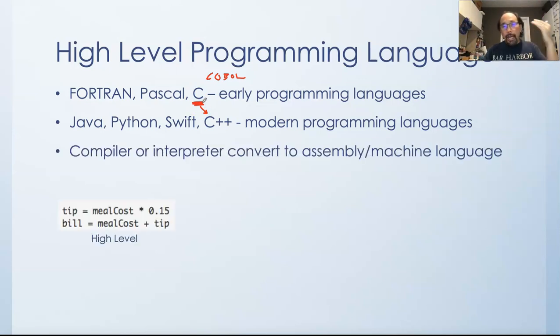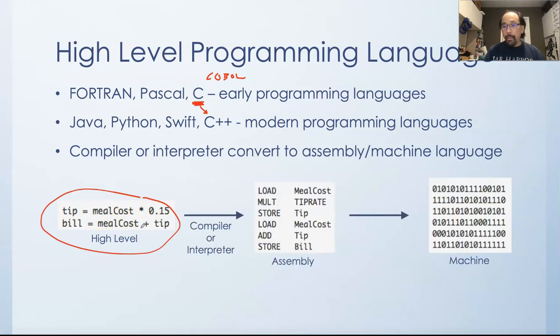Now, all of these high-level languages do need some way of converting to machine language because they're not readable by the computer. The computer only understands machine language. So we must have some sort of translator to translate it ultimately into the machine language. And that translator is called either a compiler or an interpreter. They do the same thing, but they do it differently.